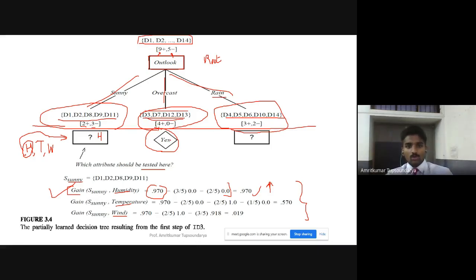So there is no further classification to be done, and we can simply say that under those conditions, that is when the outlook is overcast, we are ready to play the game, or we are allowed to play the game tennis. So we can simply conclude that it is yes. So we have labeled this particular branch of the tree as yes.